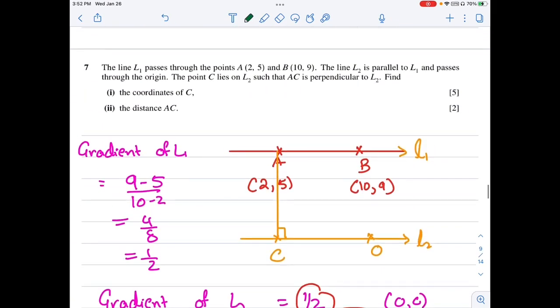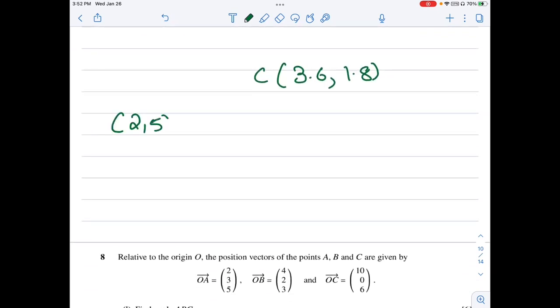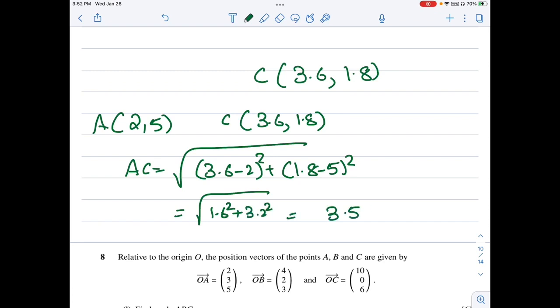Next, find the distance AC. A is (2, 5) and C is (3.6, 1.8). So AC is equal to the square root of (x2 - x1) whole square plus (y2 - y1) whole square, which is 1.6 squared plus 3.2 squared, which is, by calculator, 3.58.